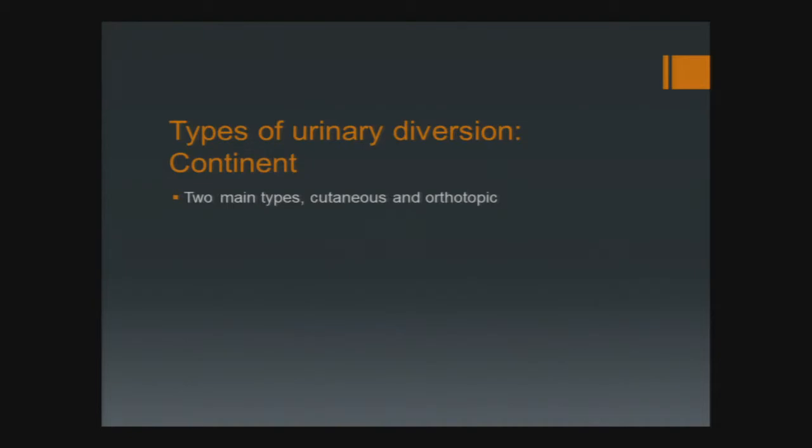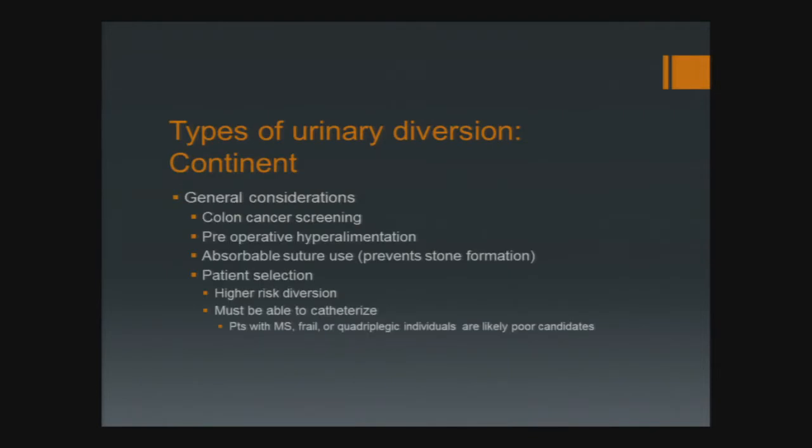I'm going to switch gears a little and talk about some continent diversions. The two types I'm going to talk about are cutaneous and orthotopic. Some general considerations about a continent urinary diversion: it's important to have all these patients get appropriate colon cancer screening, because you wouldn't want to use a diseased segment of colon in your diversion. If the patient needs another operation at the same time, it's important to know that up front. Preoperative hyperalimentation, which ties in with the ERAS protocol, is also very important for these patients.